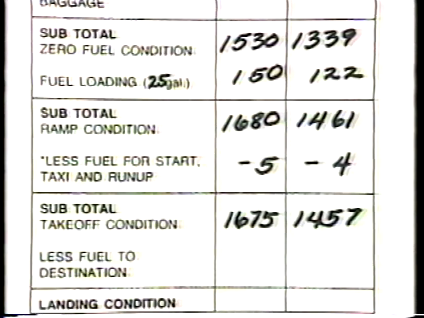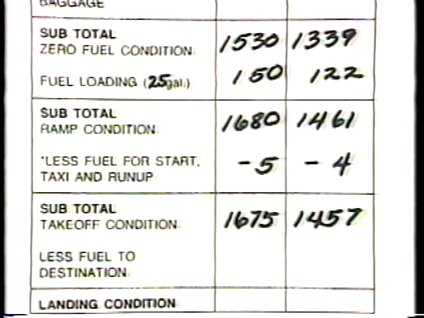We add zero fuel condition and the fuel together for a ramp loading condition of 1,680 pounds and a moment index of 1,461. Now subtract the fuel for start, taxi, and run-up. Fuel for start, taxi, and run-up normally weighs 5 pounds with an average index moment of 4.